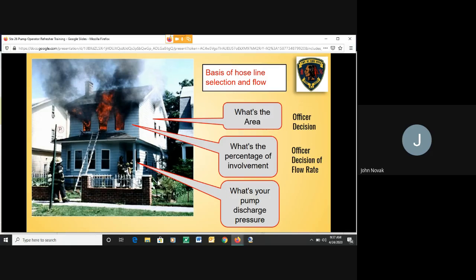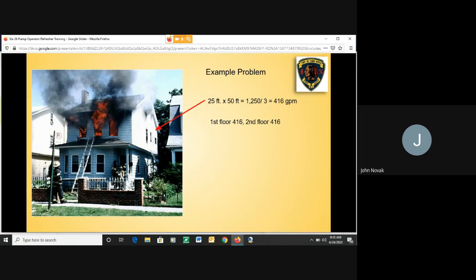So you as the pump operator, you have to come up with the discharge pressure, right? That's your job. Once the officer selects the attack line and flow, you have to come up with the discharge pressure as the pump operator. Quick example on this one. So we're using the flow formula. The building is 25 by 50, about 1,250 square feet, divided by 3 gives us 416 GPM.